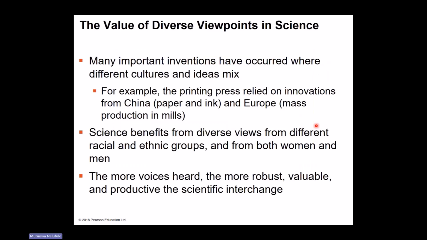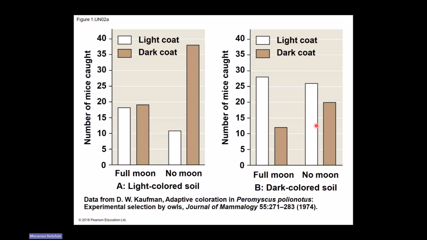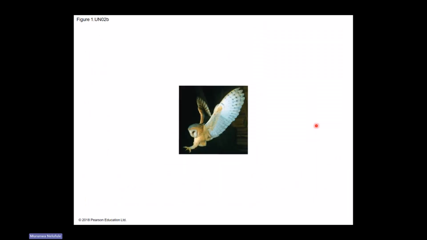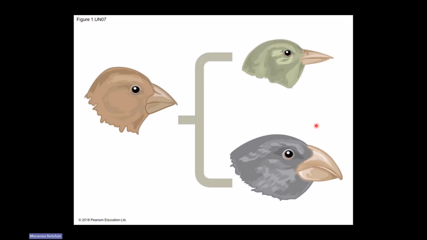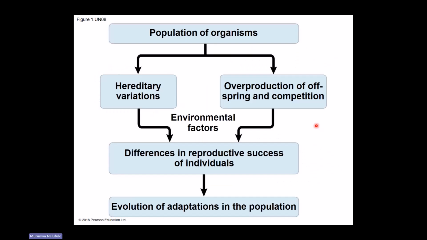So I think we have done and we have covered this. This is basically about what we were doing in that regard. And yeah, the energy flow, we've done that. Chemical cycling, we did that. This one we have done about the Galapagos and the population. Any question so far before we proceed?